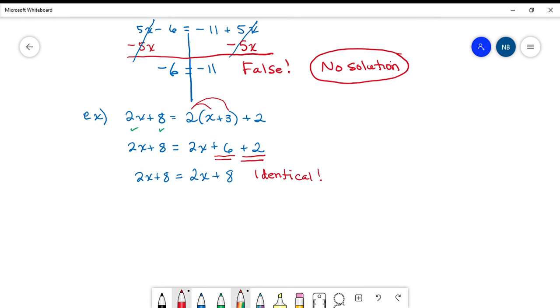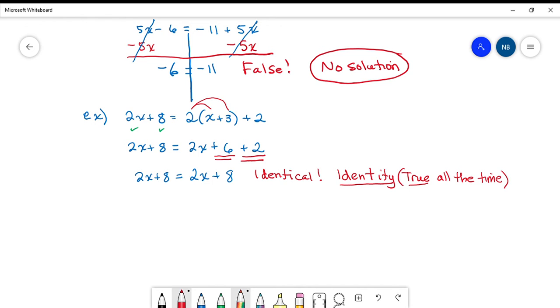This is a situation where we're solving what's known as an identity. An identity is something that's true all the time. So a contradiction was false all the time. An identity is true all the time. 2x plus 8 equals 2x plus 8. Duh, that's like saying the cat is a cat, or the dog is a dog, or the toaster is a toaster.